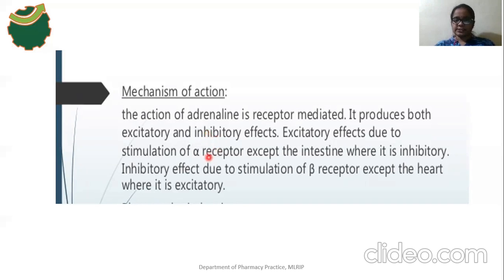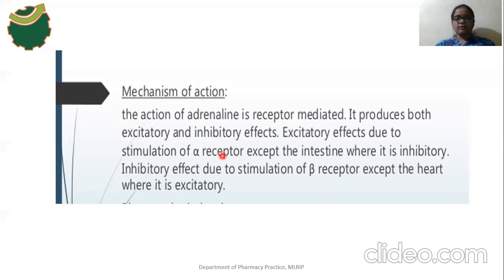That is alpha receptors, except in the intestine. If adrenaline binds with alpha receptors, what will happen? A contraction effect will be produced in smooth muscles. Alpha 1 acts through Gq coupled receptors, and alpha 2 receptors are Gi coupled receptors. So the overall effect of alpha receptors on smooth muscle is a contraction effect, but except in the intestine.